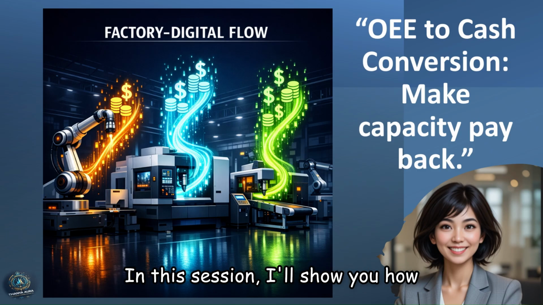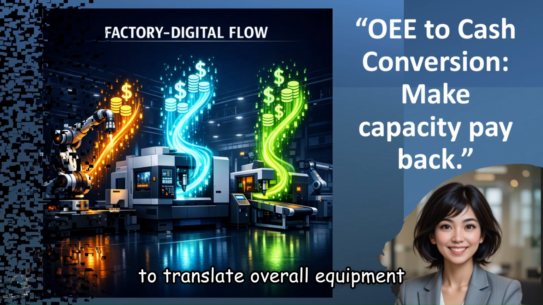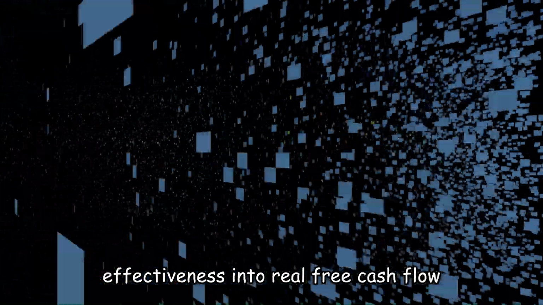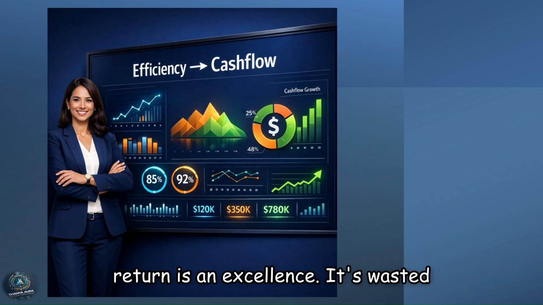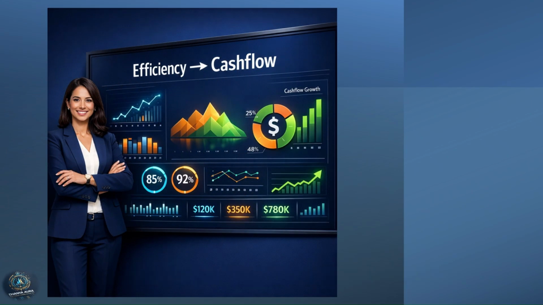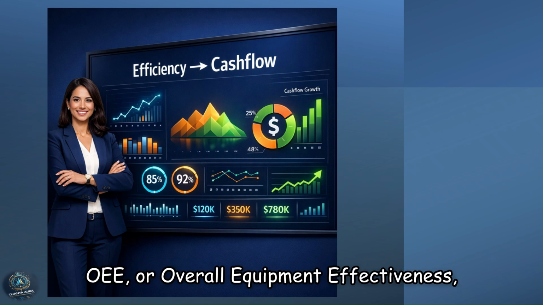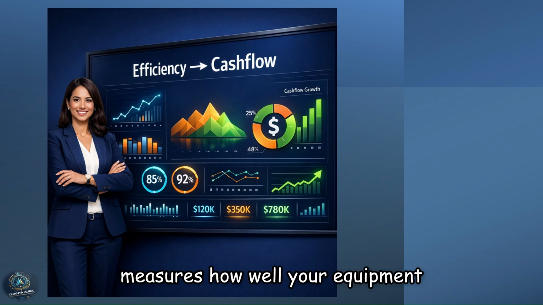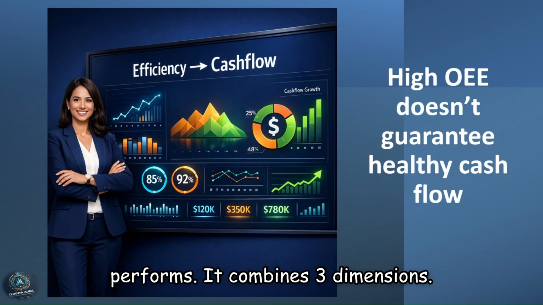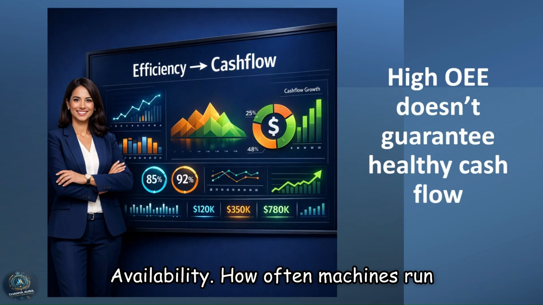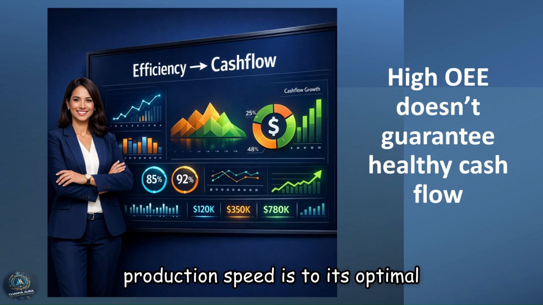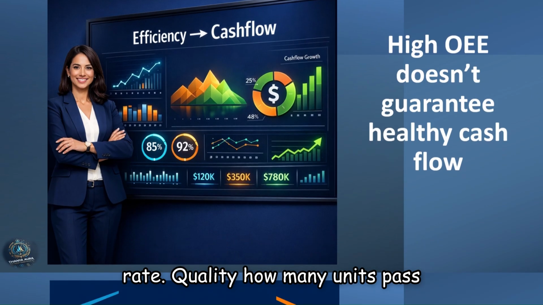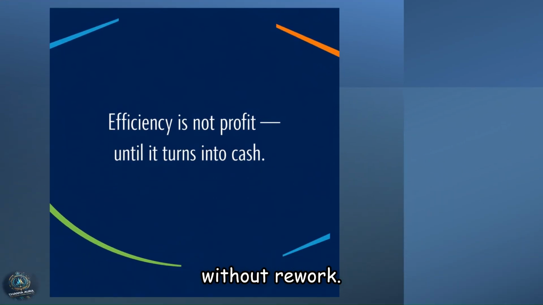In this session, I'll show you how to translate overall equipment effectiveness into real free cash flow. Because high efficiency without financial return isn't excellence, it's wasted potential. OEE, or overall equipment effectiveness, measures how well your equipment performs. It combines three dimensions: availability, how often machines run versus downtime; performance, how close production speed is to its optimal rate; quality, how many units pass without rework.